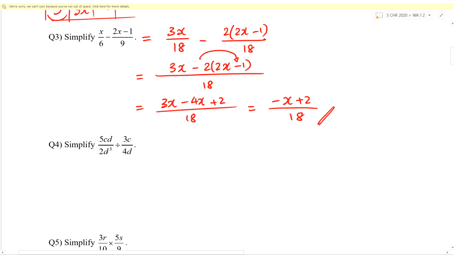Next, simplifying. Since it is a division, we keep change flip. So this results in 5cd over 2d times d times d. If you can work with d cubed, good. If you cannot, you can write it out this way. So all these are multiplications. So change the sign and flip, 4d over 3c.